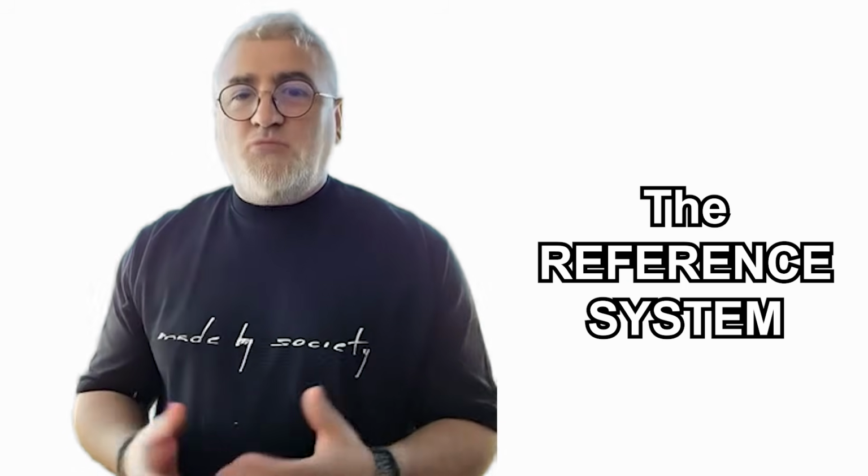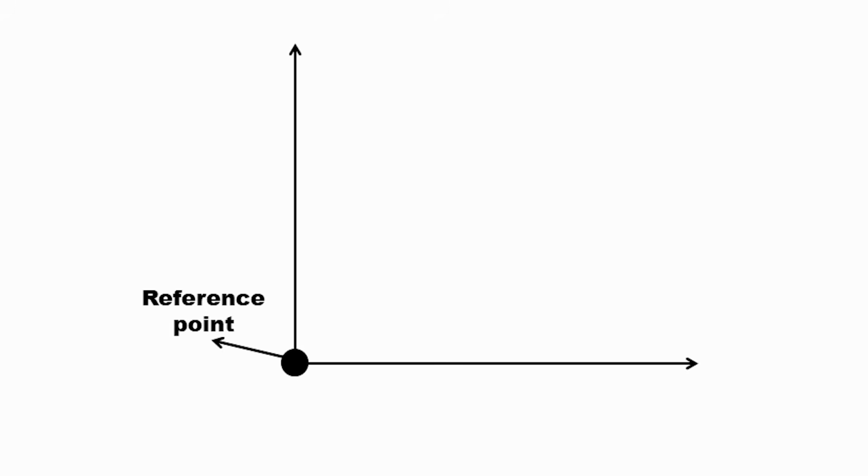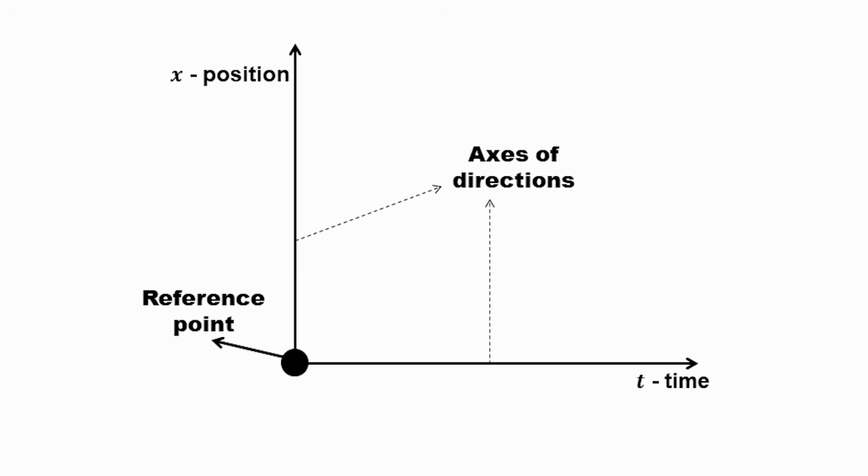A reference system is more than a single point. It includes a reference point, a set of axes or directions, a way to measure position and time. The most common reference system uses a horizontal axis, a vertical axis, and an origin point. This allows us to describe motion precisely using coordinates and time.